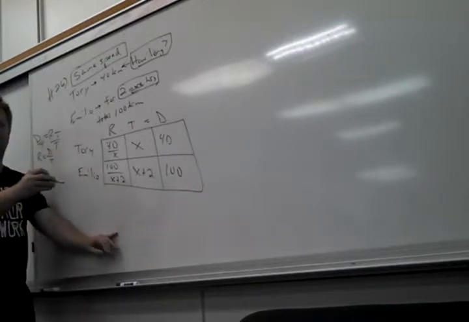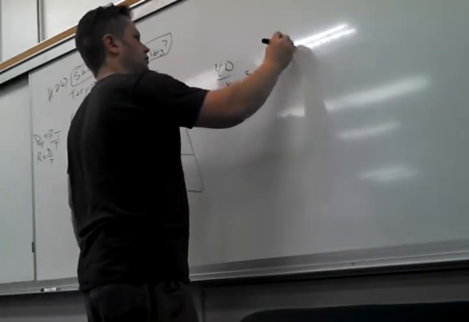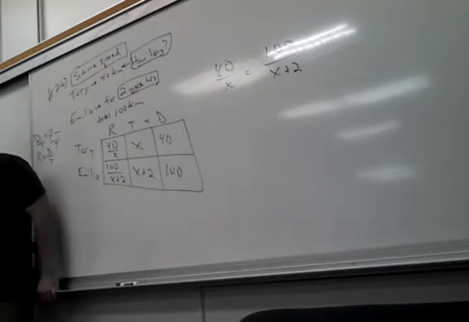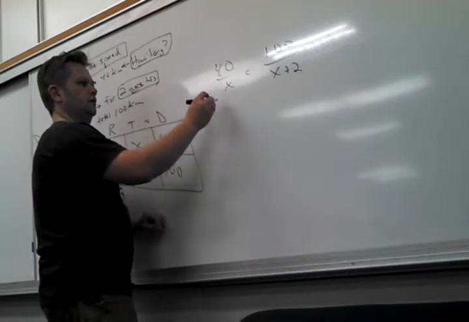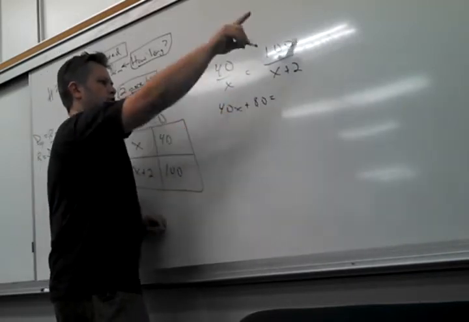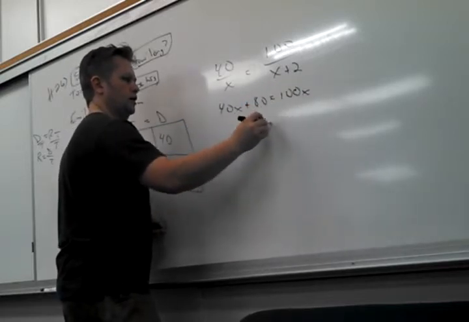So what's my equation? 40 over x equals 100 over x plus 2. So a lot of these will come out to be cross-multiplication problems, which is always nice because that's pretty simple. So here you get 40x plus 80 equals 100x. So you get 80 equals 60x.